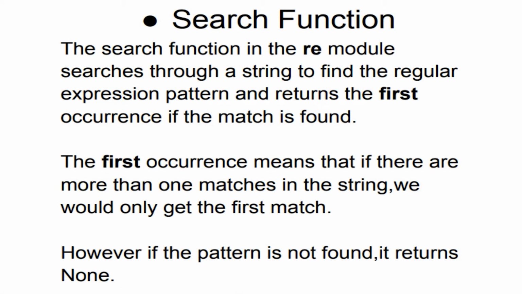The search function in the re module searches through a string to find the regular expression pattern and returns the first occurrence if the match is found. The first occurrence means that if there is more than one match in the string, we would only get the first match. However, if the pattern is not found, it returns None.